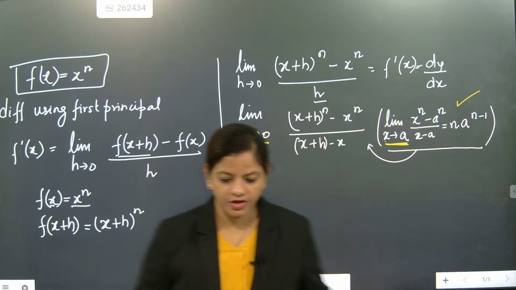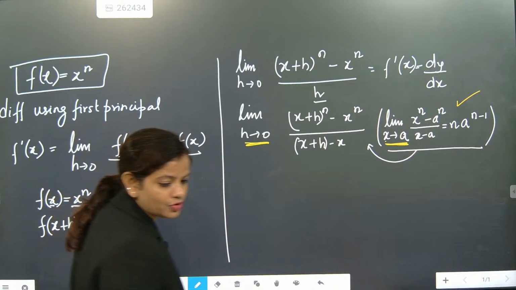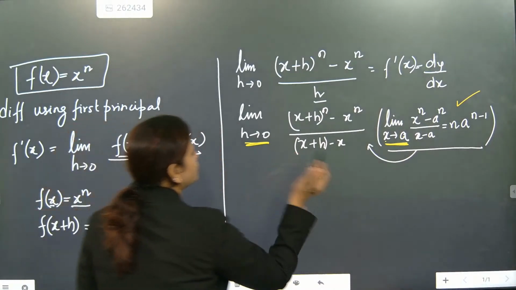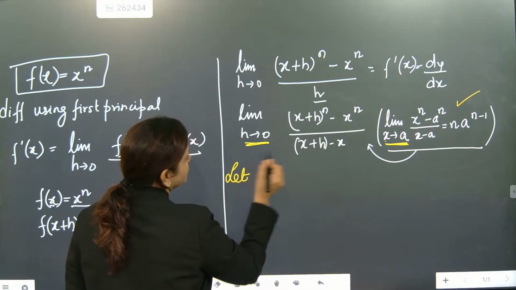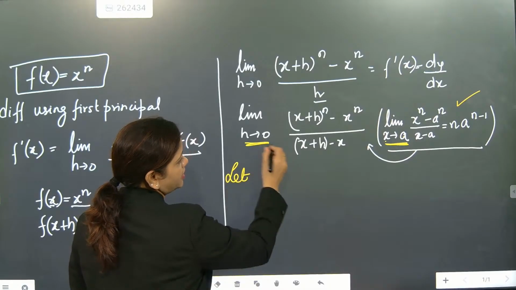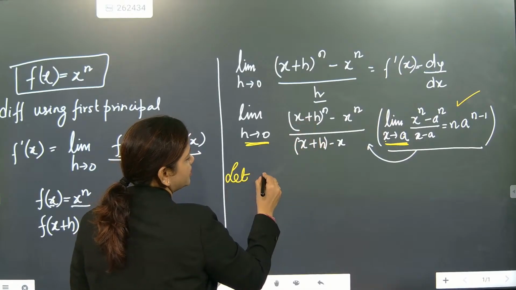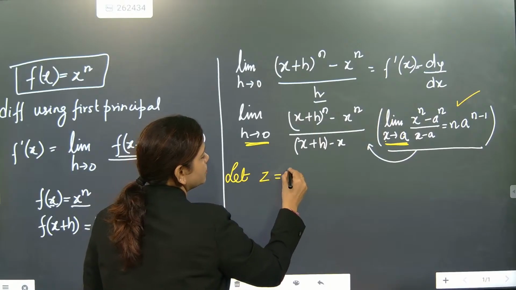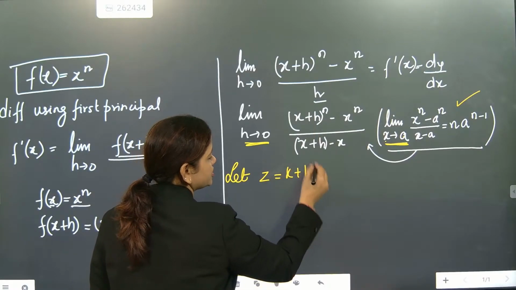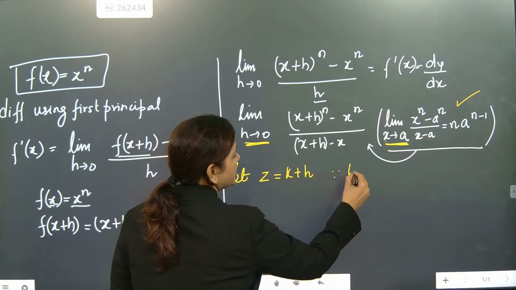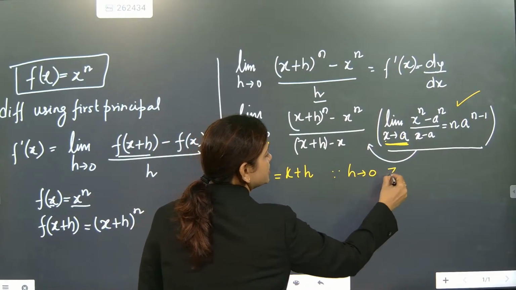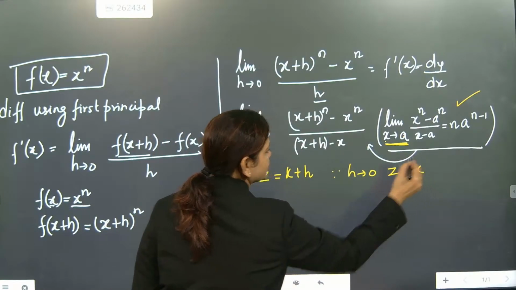Then what are we going to do? h tending to 0. Both of you, Siddharth and Payoj, are very good. The first part itself you both have taken off. Now look at it. We will write this one as z. Let z equal x plus h. Now, since h tends to 0, z will be tending to x.